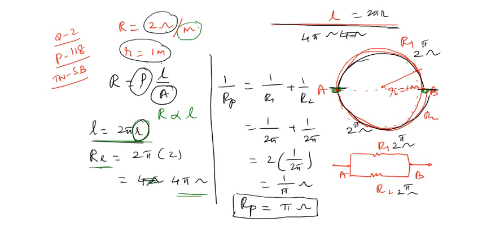Okay, and then we are asked to find the effective resistance between A and B. So we have to divide this equally. Therefore, this portion will have 2 pi ohm resistance, and this portion will have 2 pi ohm resistance. Then effective resistance, because they are parallel now, is given by 1 by Rp equal to 1 by R1 plus 1 by R2. So it is 1 by 2 pi plus 1 by 2 pi. So 2 times 1 by 2 pi, therefore 2 gets cancelled, you get 1 by pi. So effective resistance is the reciprocal of that, therefore it is pi ohm. This is the answer for the question.